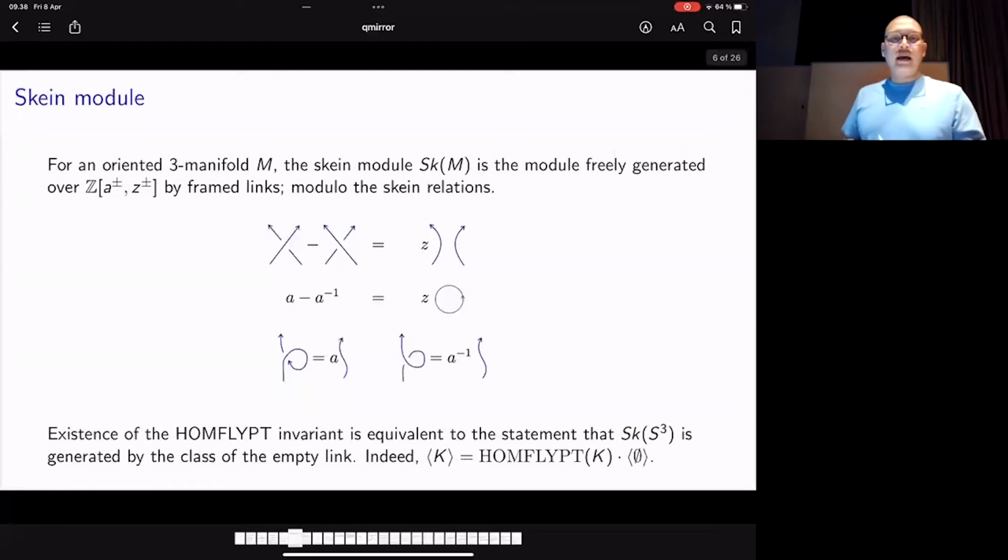They should be framed links. And then you impose these relations. There are 3 of them. The first theorem in the subject, due to these HOMFLYPT people, that's 8 people, is that they calculated the Skein module for the 3-sphere. And the result is that the Skein module for the 3-sphere is free, generated by the class of the empty link. And what that means is that you can define a knot invariant by saying you take any knot or link, you express it as an element in the rank 1 free module over the empty link, and you compute the coefficient. So that's what the HOMFLY polynomial is defined to be.